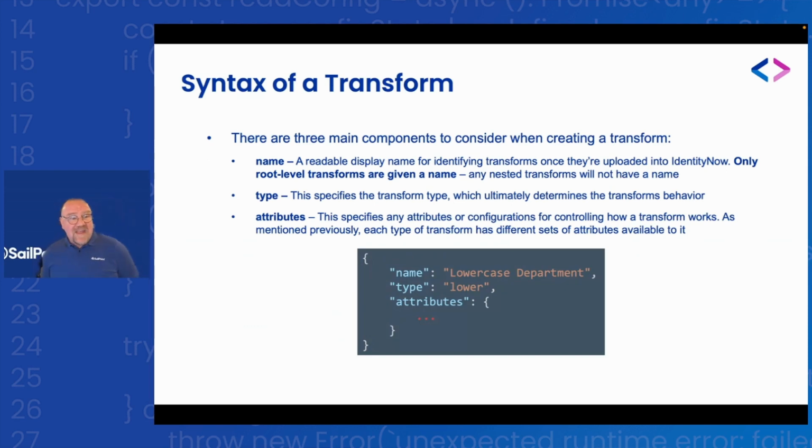So there are three main components when you're thinking about configuring the transform. And as you can see on the screen, we've got a JSON object which actually represents this. It needs a name, but only the top level or the root level transforms need an actual name. It needs a type, which specifies what type of transform we're going to be using, and attributes. The attributes, as I said in the previous slide, are how you're actually going to configure this particular transform to do some work.